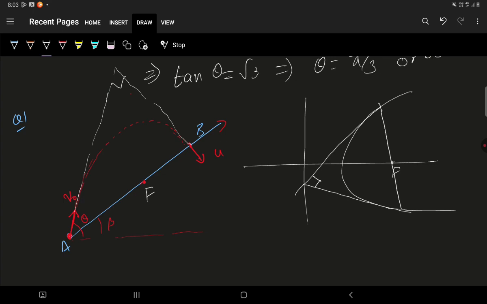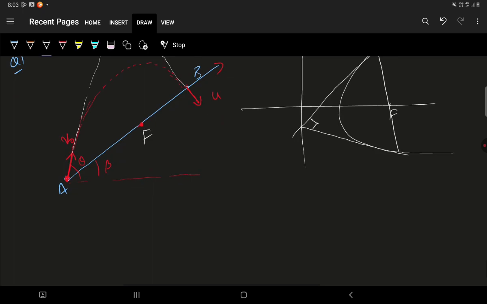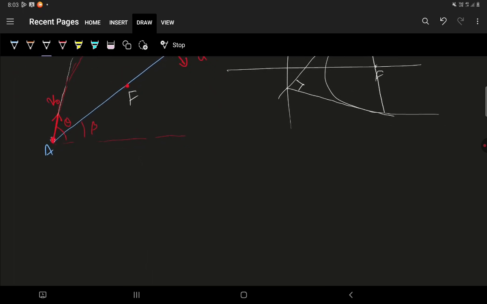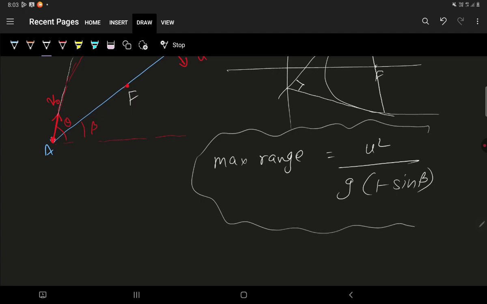So this is a very important theorem, you must know about it. For your convenience, I am also giving you the values. You can also derive it, take it as an exercise. So the maximum range in this case is given as u square by g into 1 minus sine beta, where beta is the angle with respect to the incline. Okay, hope you understood it. Take this as an example to derive. Let's proceed to the next example.